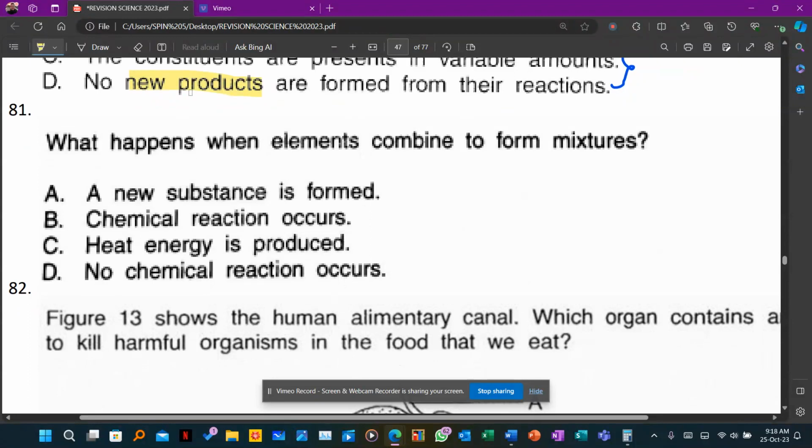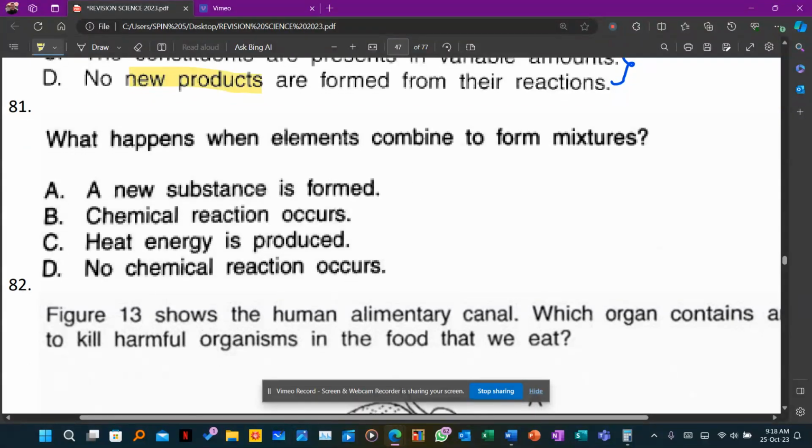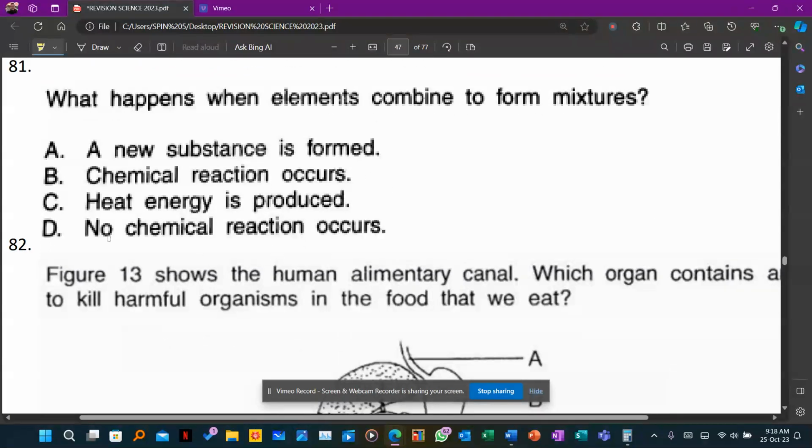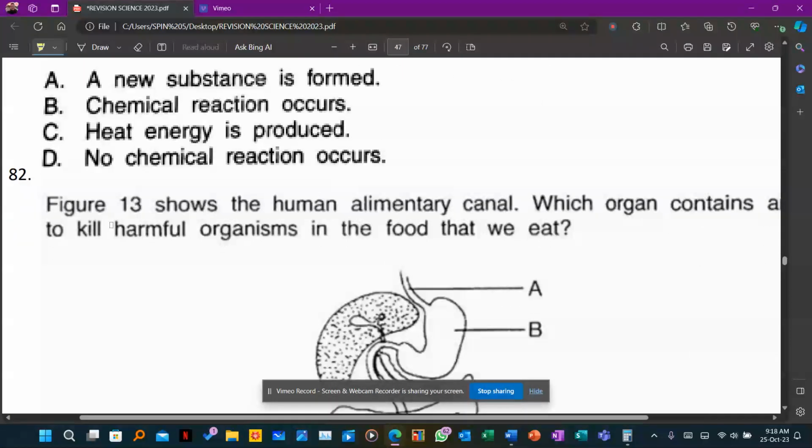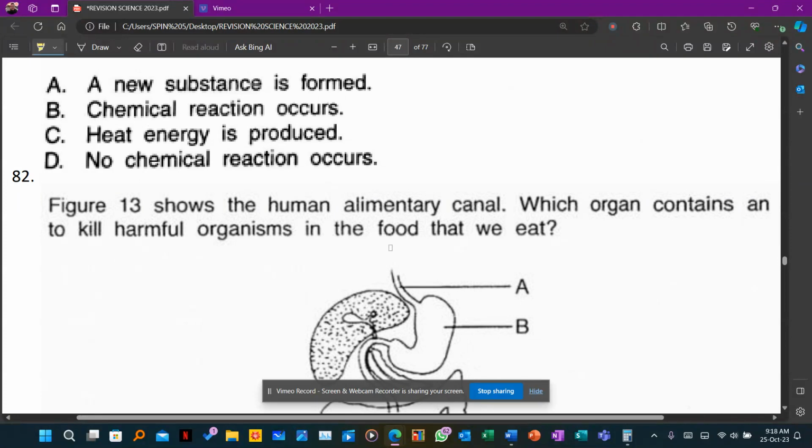Okay, and then what happened when combine to form mixture is the same thing like just now. There's no chemical reaction, there's no new substance, there's no heat energy. Therefore, in this one, no chemical reaction. Heat energy means there is chemical reaction. Simple as that.